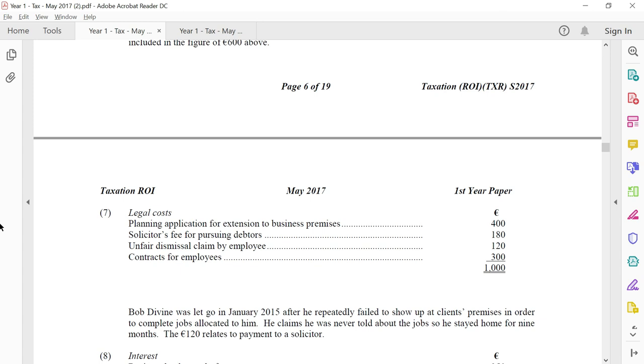Solicitors fees for pursuing your receivables, the people who owe you money, I have no problem with that. It's a cost of being in business. Unfortunately, at times, people will not pay you. Unfair dismissals case taken by an employee, no problem. It's a cost of being in business. And contracts for employees are 300. Again, I don't have an issue with any of that other than the planning.